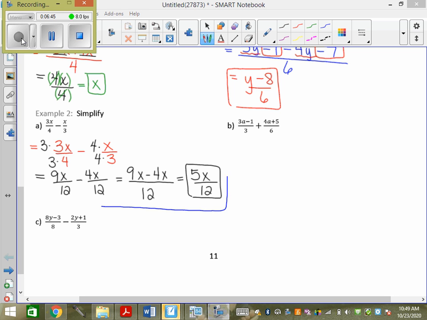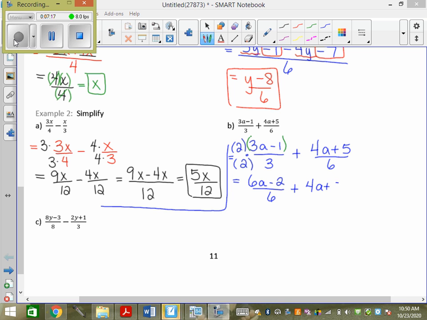So for b, we have 3 and 6. We can multiply this one by 2 and 2. All right. So plus 4a plus 5 over 6. We have to remember to distribute the 2 to both of these, not just the one. So we're going to get 6a minus 2 over 6 plus 4a plus 5 over 6. And they're all over 6.